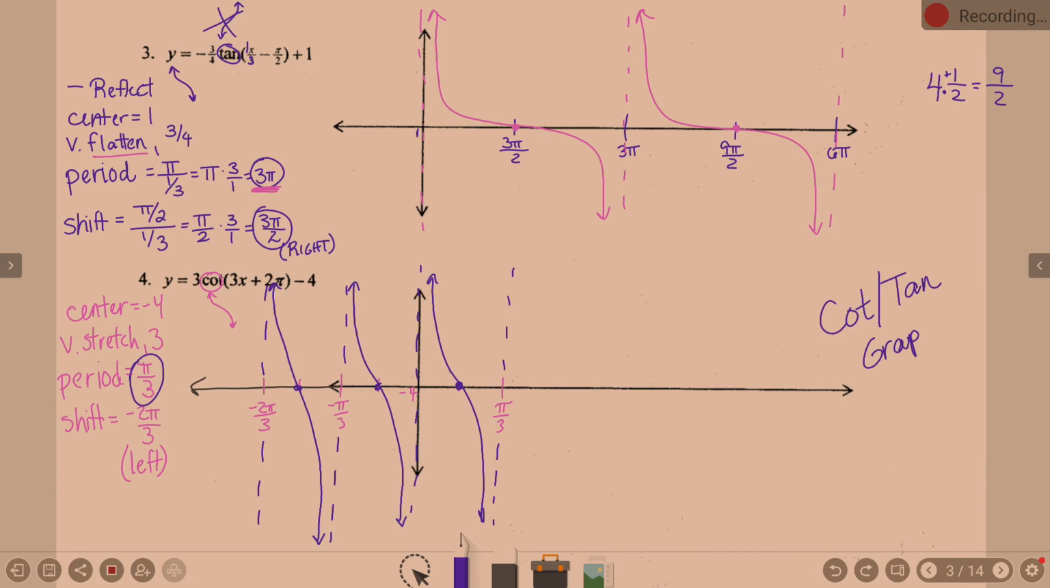Okay, guys, you have some work time. Work on your cotangent tangent graphing worksheet, which is due Monday.